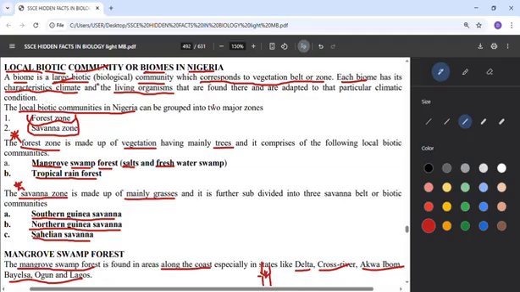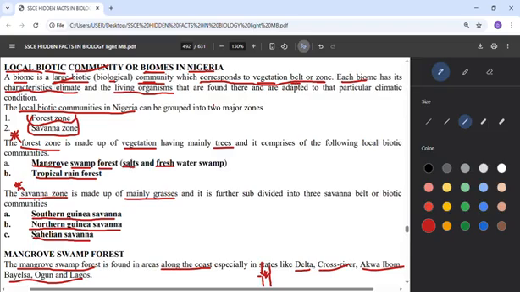Biome is a large biotic biological community which corresponds to vegetation belts or zones. So once we hear biome, bio means life. It means where we have living organisms in form of community. That means they are grouped together, naturally occurring groups of organisms. So this biome corresponds to vegetation belts, and that's why we're looking at different vegetations under biomes.